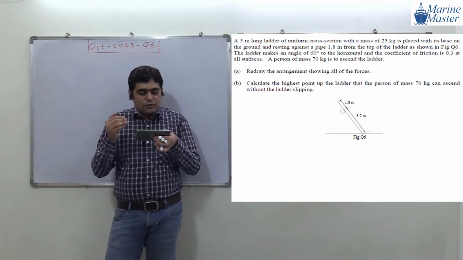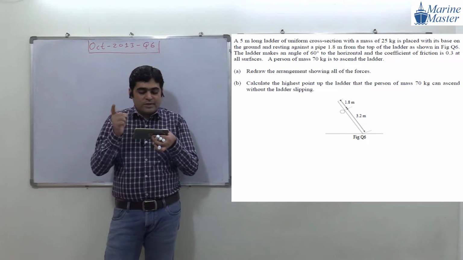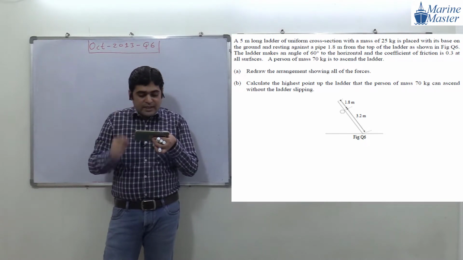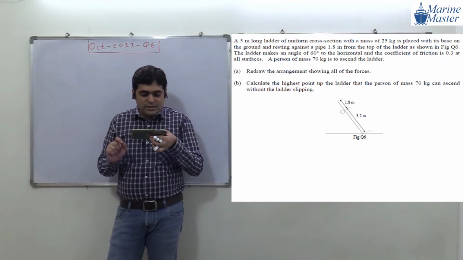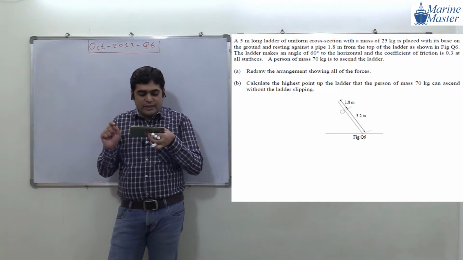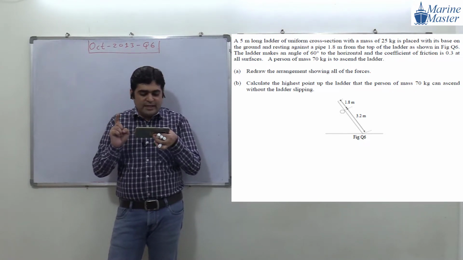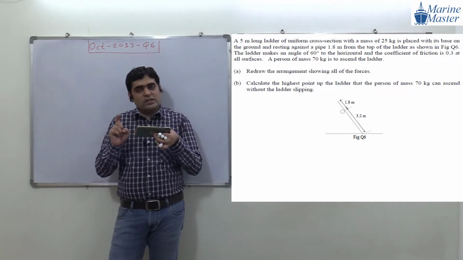Why are they saying figure question 6? Because in that exam it was question 6, so that's why it says figure question 6. The figure is given to us in this question. The ladder makes an angle of 60 degree to the horizontal. So here the ladder is making 60 degree with the horizontal, and the coefficient of friction is 0.3 at all surfaces.